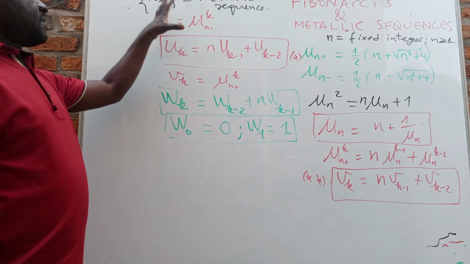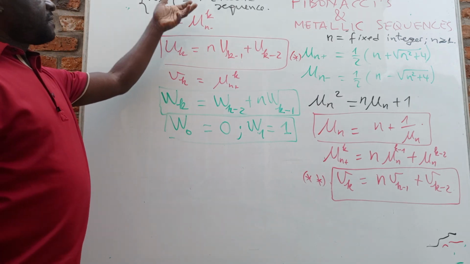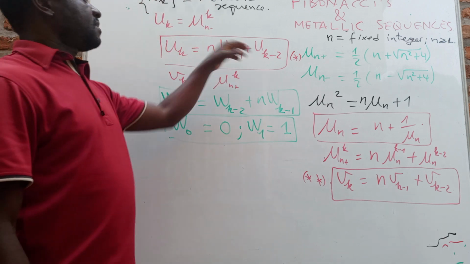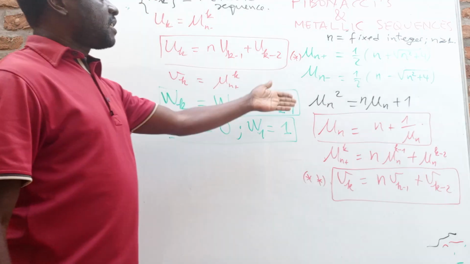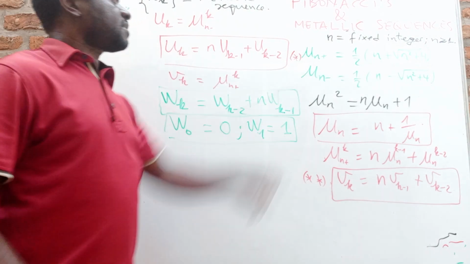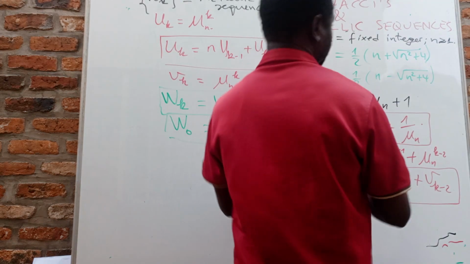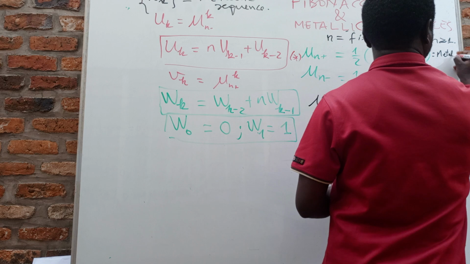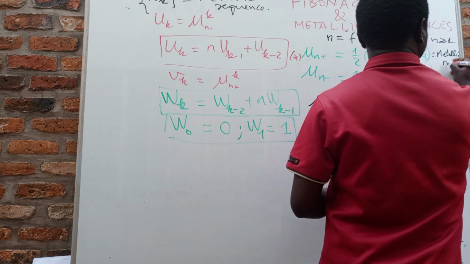The reason that we have called it the metallic sequence is because it is an explicit function of the metallic ratio. This is the metallic ratio.